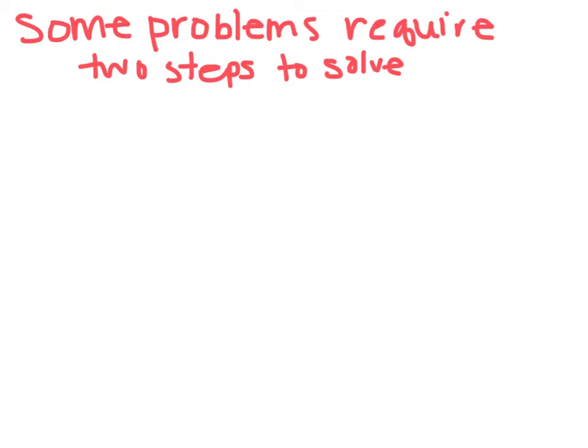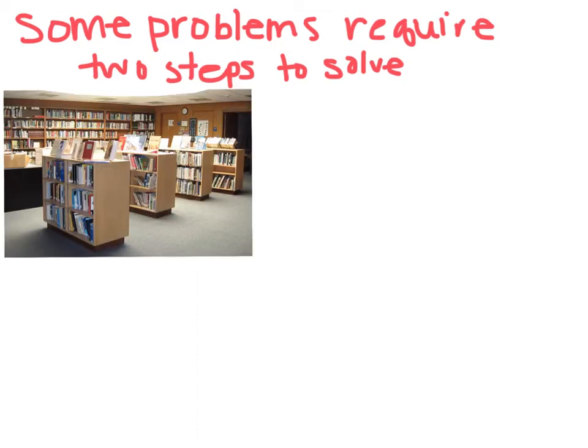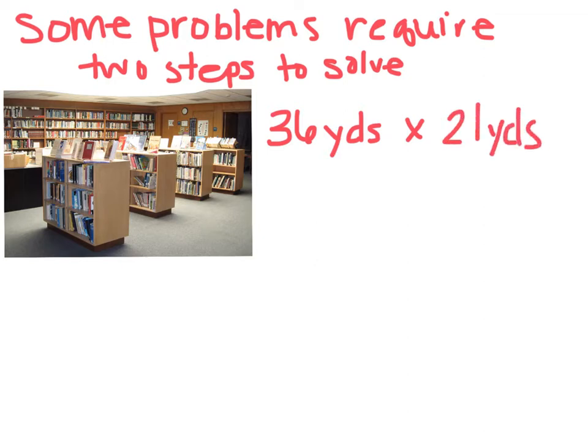Our next example will show us that some problems require 2 steps to solve. The Fairfield Elementary School library is in the shape of a rectangle. It measures 36 yards by 21 yards. The school's principal, Mr. Jefferson, wants to carpet the library floor. Find the cost of carpeting the library fully if a 1 square yard carpet tile costs $16.